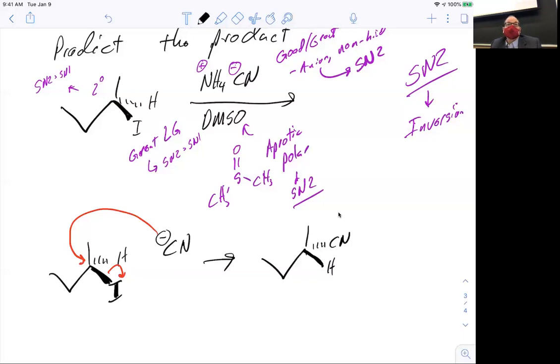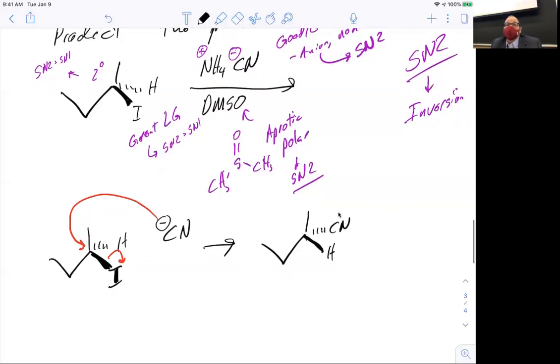Okay, questions about this one? And again, the same thing could have occurred if we saw SN1, SN1, SN1, SN1. In that case, we would add an inversion and retention, and we would have gone with that answer.